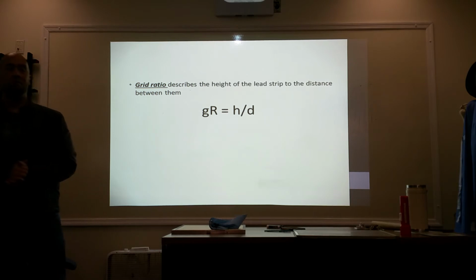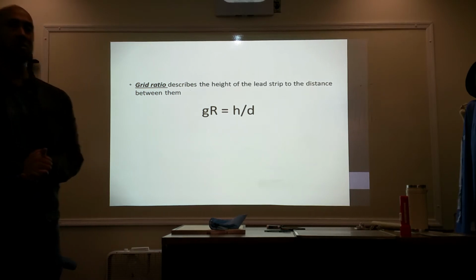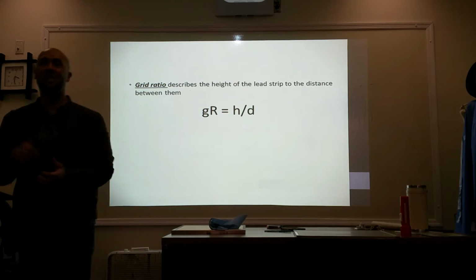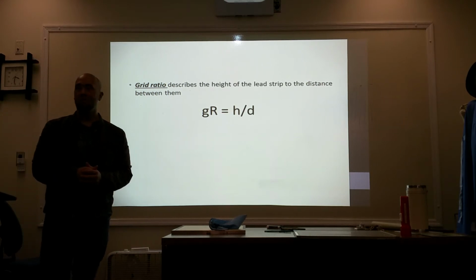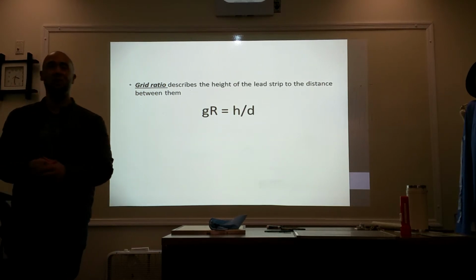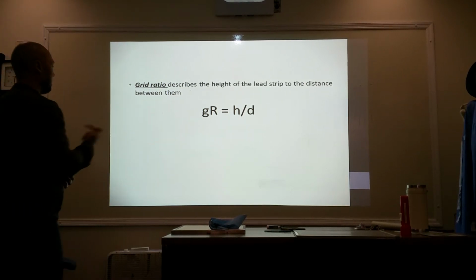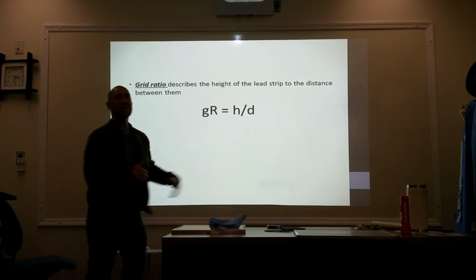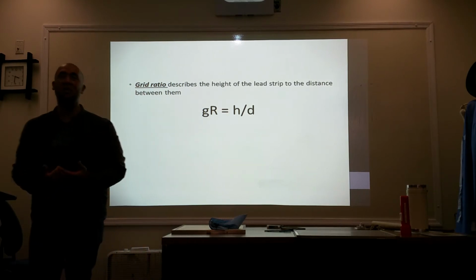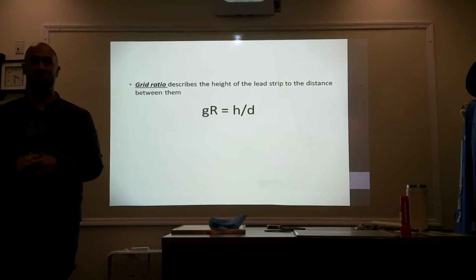Grid ratio describes the height of the strips to the distance between them. It is our number one factor in describing the grid's characteristics: the grid ratio.